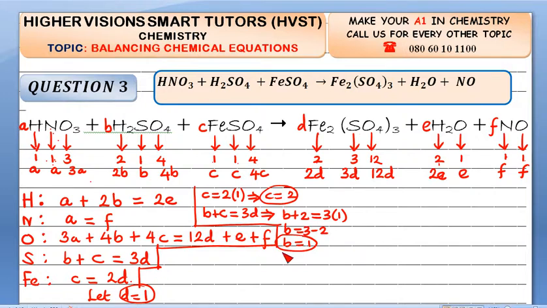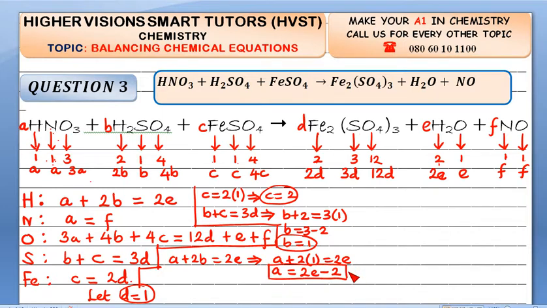Let's now move on to equation 1. A plus 2B is equal to 2E. That is A plus 2 into bracket 1, because you've obtained your B to be 1. That's equal to 2E. So A is equal to 2E minus 2. That is our A. Let's keep that somewhere so that we don't forget it later.